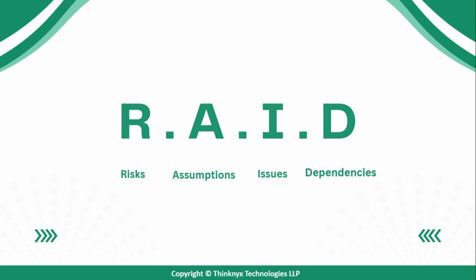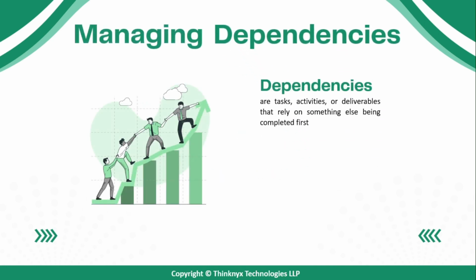Finally, we have dependencies. These are tasks, activities, or deliverables that rely on something else being completed first. Managing dependencies is crucial in Agile because one delay can have a domino effect on the entire project. For example, if your team is waiting for an API from another team, that's a dependency. If the API is delayed, it could push back your entire sprint.